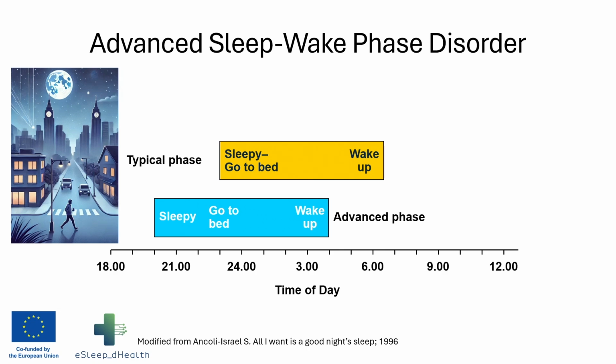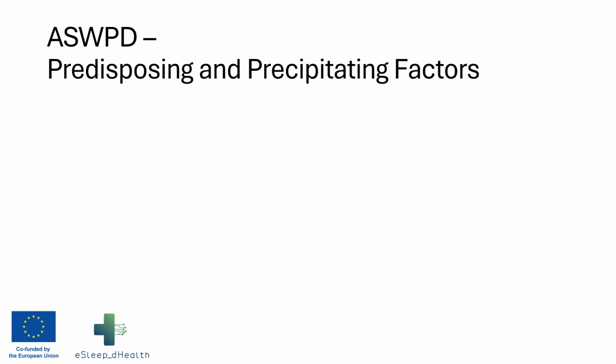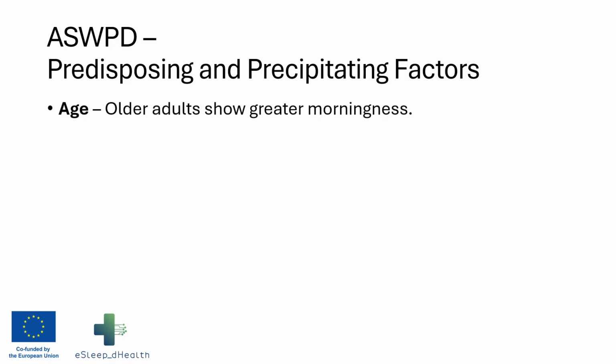And they may also sometimes experience chronic partial sleep loss because they're always waking up too early. But also, interestingly, these individuals sometimes experience better resilience, well-being, and less depression. In terms of demographics, the prevalence of this disorder is around 1% of the general population, and there are no significant sex differences.